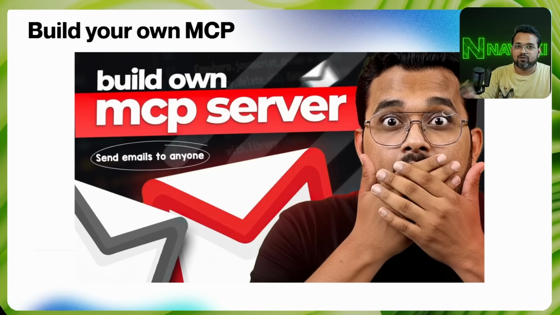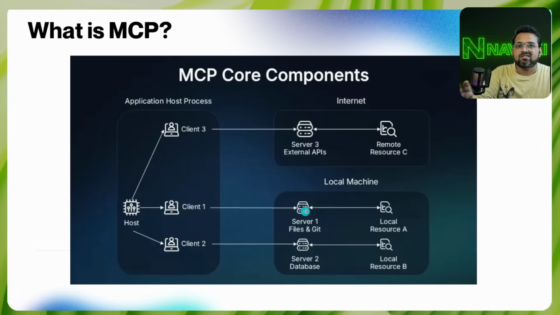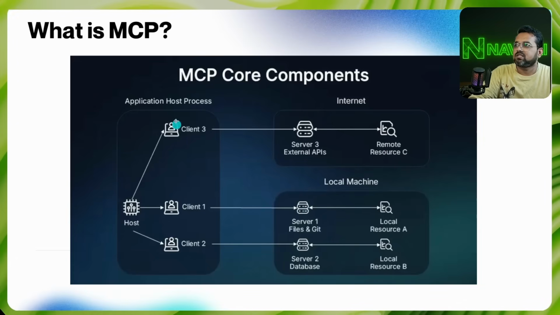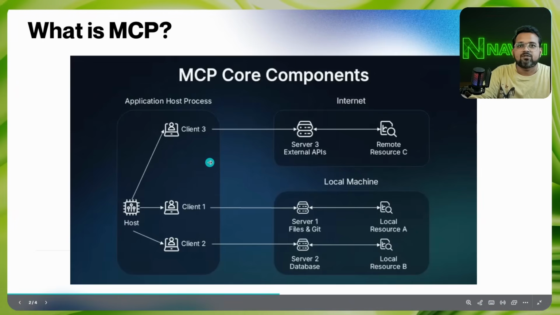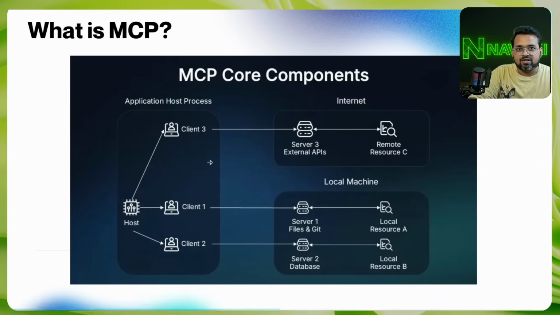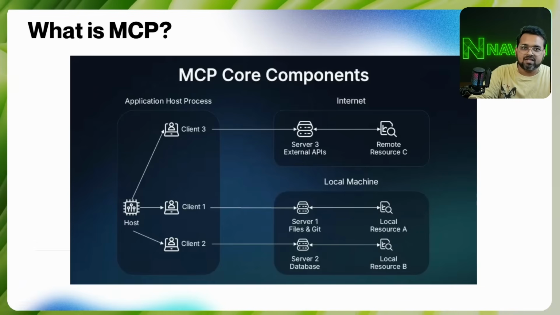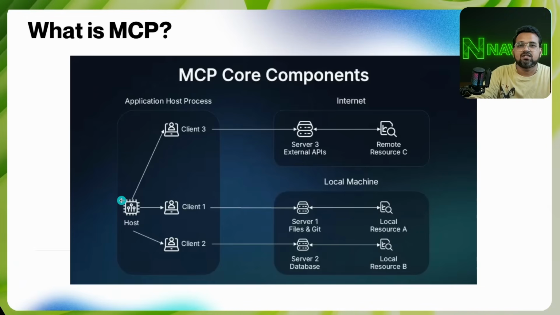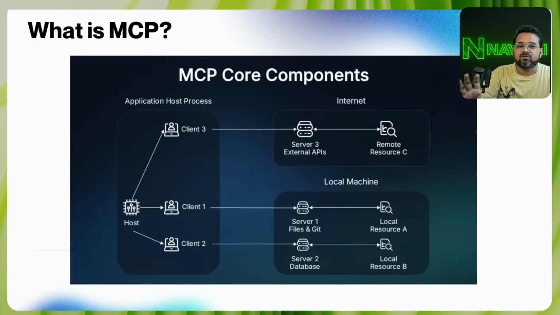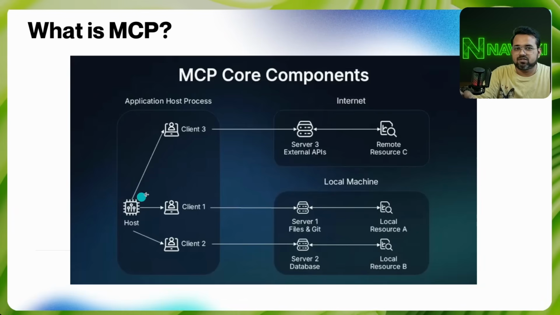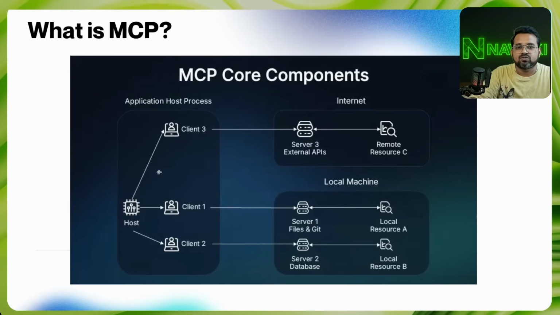In MCP there are three major components. First is the MCP Host. The MCP Host is the actual AI application that you are using, and this AI application is connected to the large language model. Whenever the large language model needs some information from a tool, it sends that request to the MCP host, and the MCP host passes it to the MCP client.